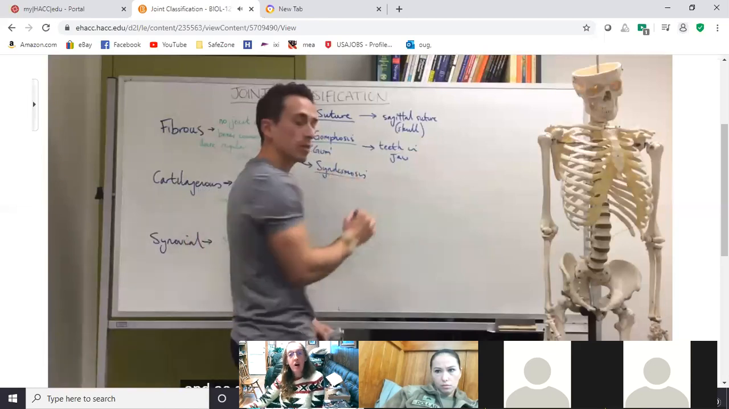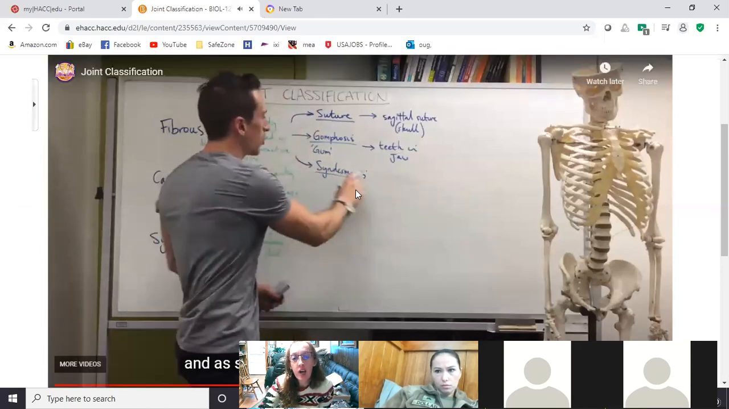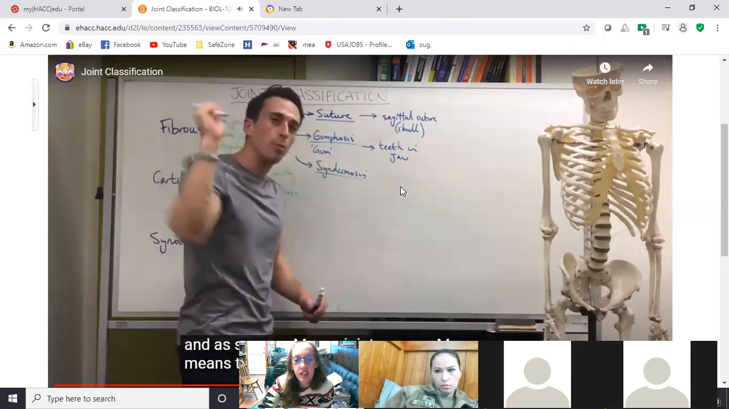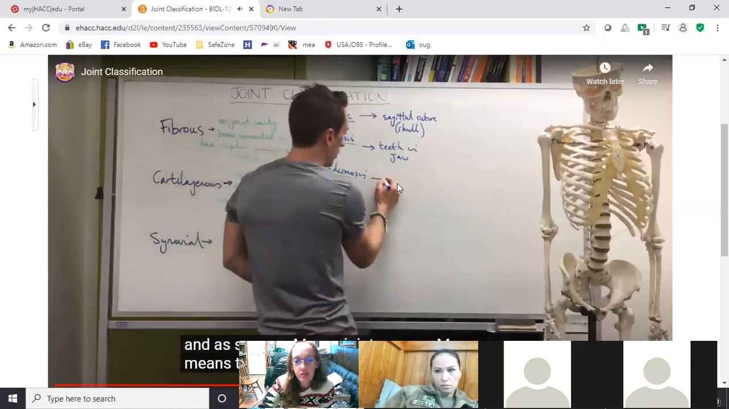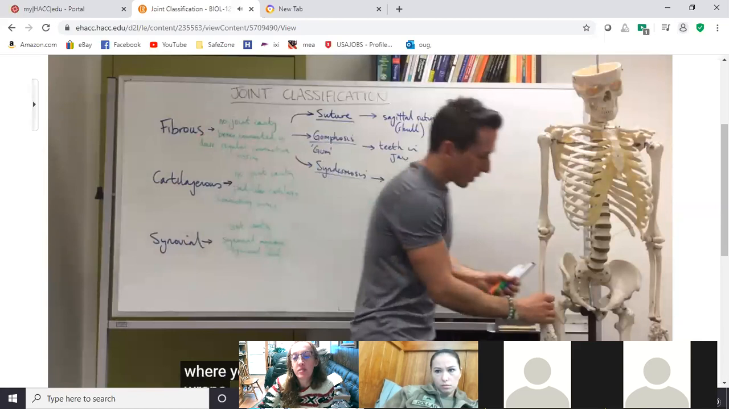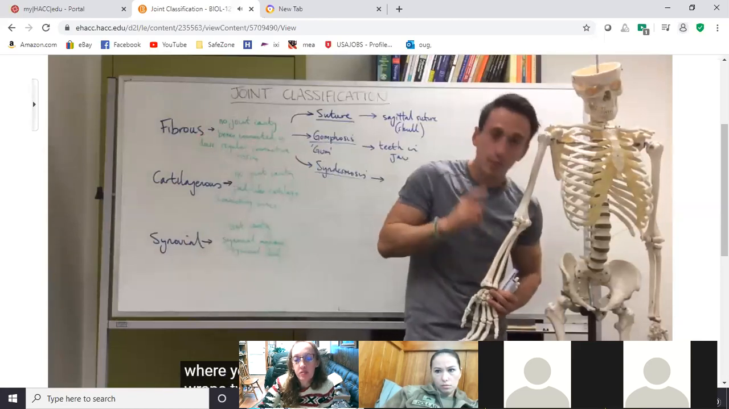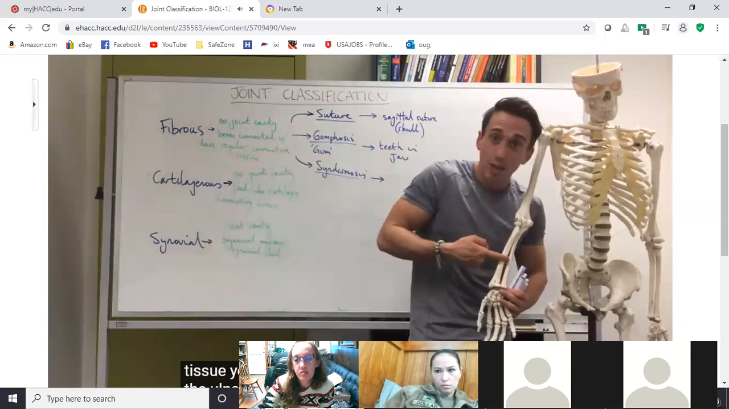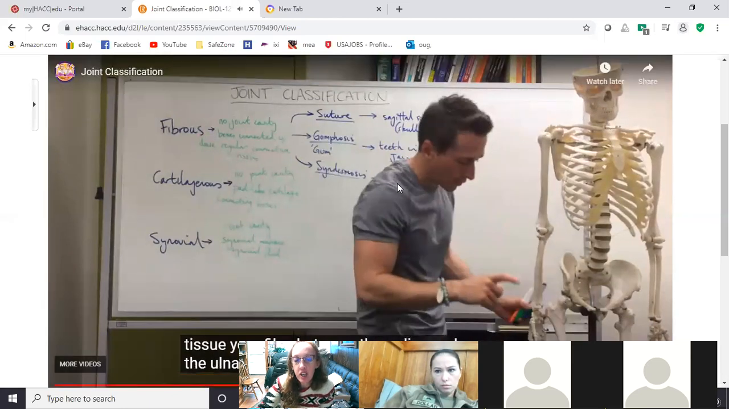And then the last type of fibrous joint is what we call a syndesmosis. SYNDESMOSIS means to bind or to wrap. And so this is where you have connective tissue that wraps two bones together. So it's the connective tissue you find between the radius and the ulna. It's also the interosseous membranes. INTER, inter in between, osseous membranes.